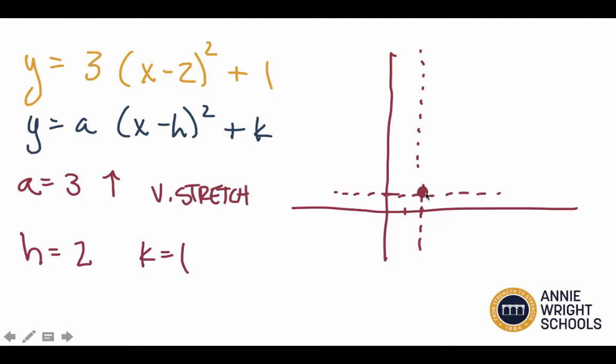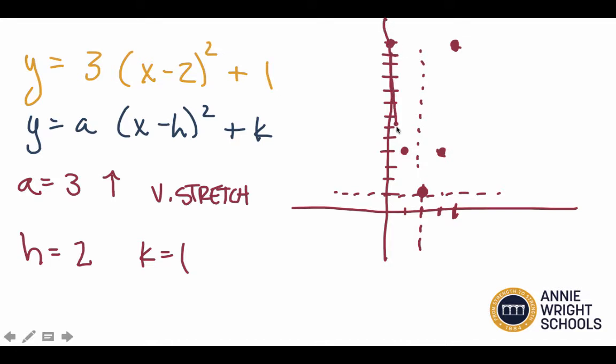And now moving from this vertex over 1 and up 1, 2, 3. 1 squared is 1. 1 times 3 is 3. Back 1 and up 3. If I were to go over 2, I would go over 2 and up 12. 2 squared is 4. 4 times 3 is 12. So 1, 2, 3, 4, 5, 6, 7, 8, 9, 10, 11, 12. So there's a little symmetry there. Back 2, negative 2 squared is 4. 4 times 3 is 12.